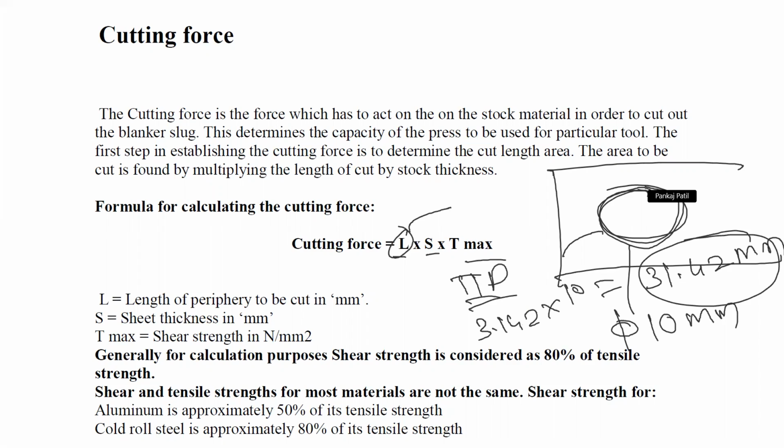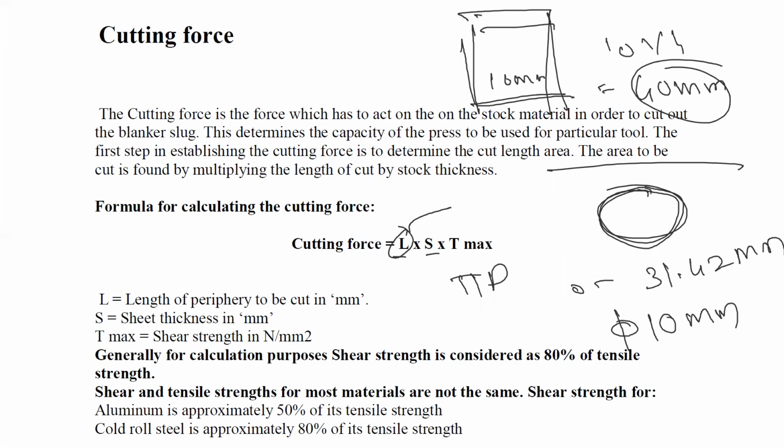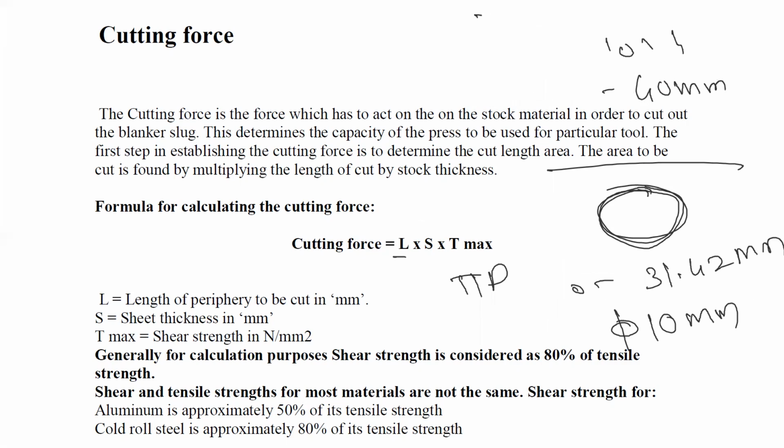Consider another example, a square block which has 10 mm each side. Then what is the peripheral length? 10 into 4, that is 40 mm is the peripheral length. So L is the peripheral length of the given drawing. Next is sheet thickness.